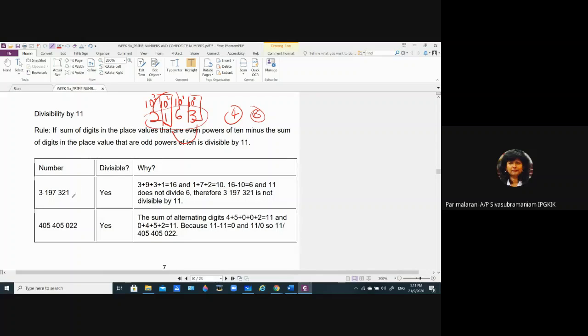Okay. So when we want to add, it's easier if we add from the back. So we add the alternate numbers. Okay. 3 plus 9 plus 3 plus 1, we have 16. And then the alternate numbers, 1 plus 7 plus 2 is 10. 16 and 10, the difference is 6. And 6 cannot divide by 11. Therefore, this number is not divisible by 11. Can you understand that?